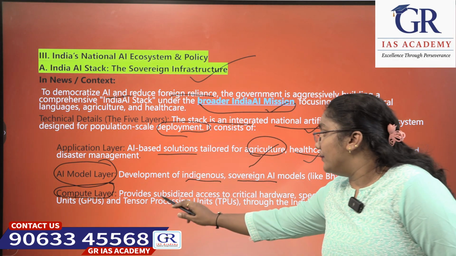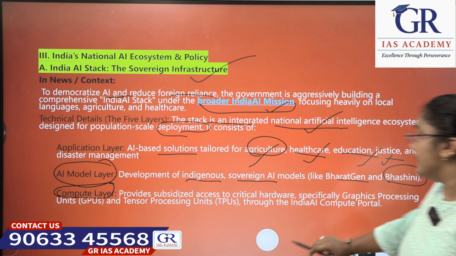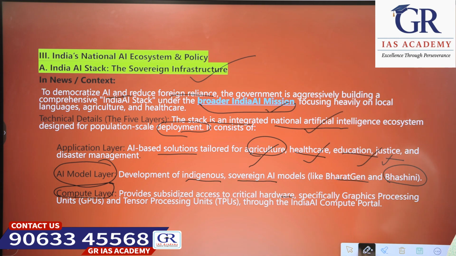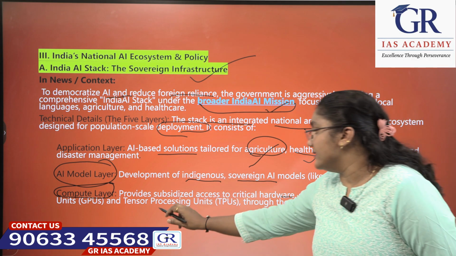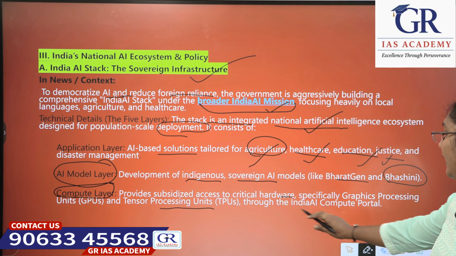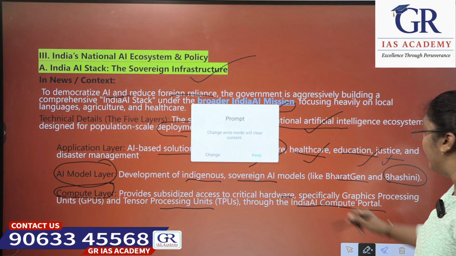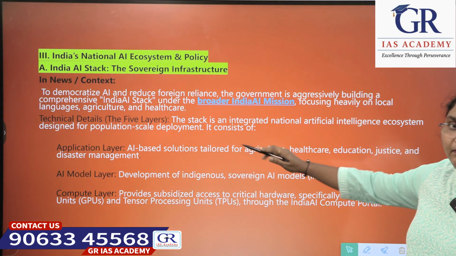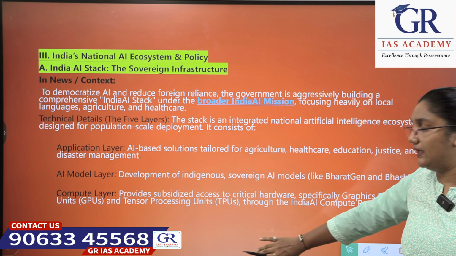Next is the compute layer. This layer provides subsidized access to critical hardware, specifically graphics processing units, GPUs, and tensor processing units through the India AI compute portal. This is the third layer, the compute layer. We have seen the application layer, next the AI model layer, next the compute layer.